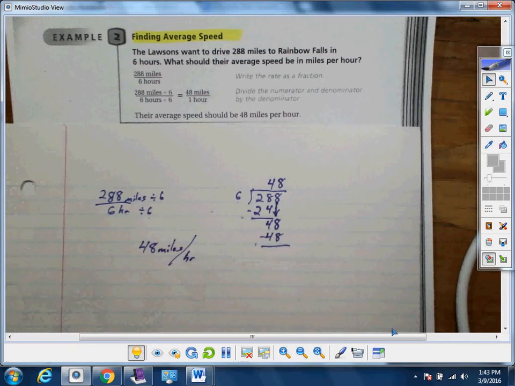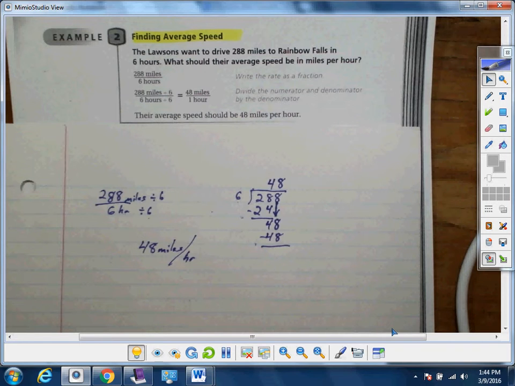As you know, that's not a constant, which means at some point you're going to speed up, at some point you're going to slow down. But if it averages to 48 miles per hour, you'll be there in 6 hours. If you go faster, it takes less time to get there. If you go slower, it takes more time to get there. If you average 48 miles an hour, you get there in 6 hours.